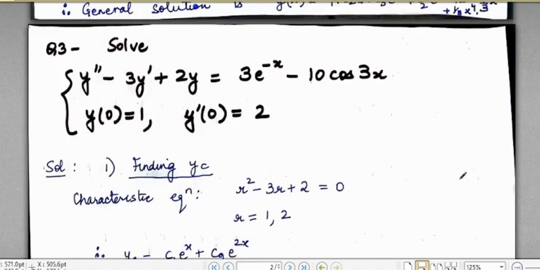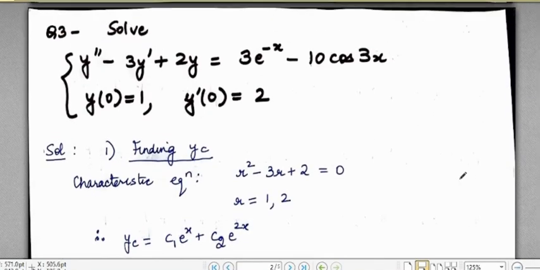Moving on to the next part, it's an initial value problem. So let's see, what do we do in initial value problems? Initial value problems have a tail attached to them. So there is some extra calculation which you are expected to do.